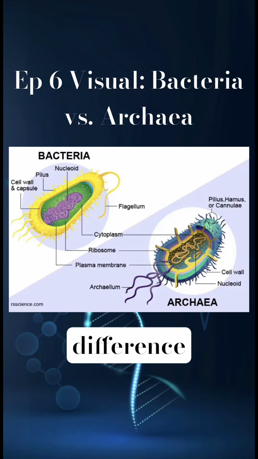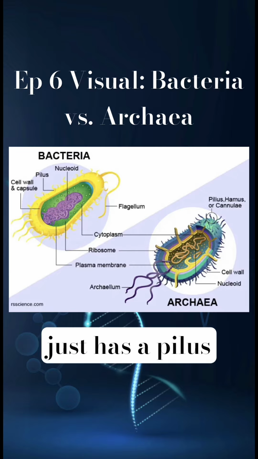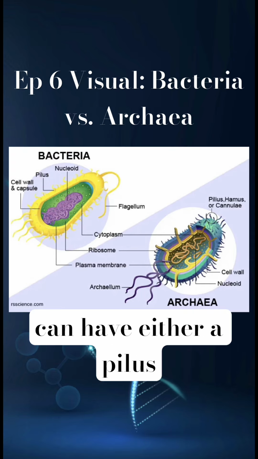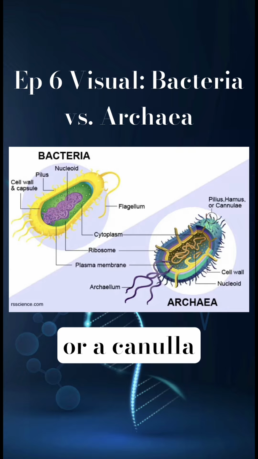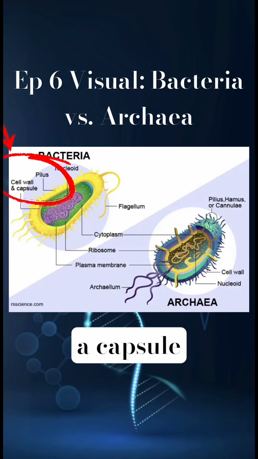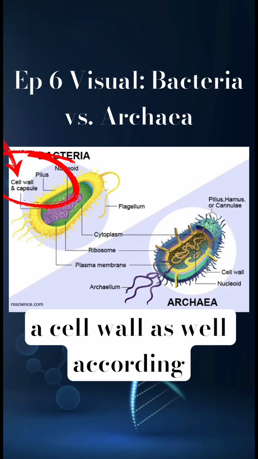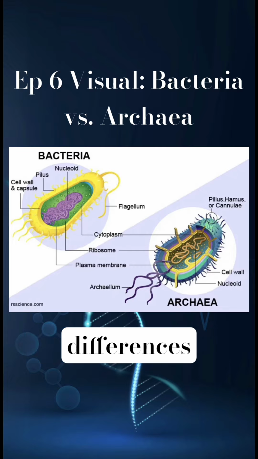The other key difference labeled in this diagram is how bacteria just have a pilus, while archaea can have either a pilus, a hamus, or a cannula. And in this diagram, you see that the archaea does not contain a capsule. They both contain a cell wall as well according to the diagram, but the diagram does not describe the differences.